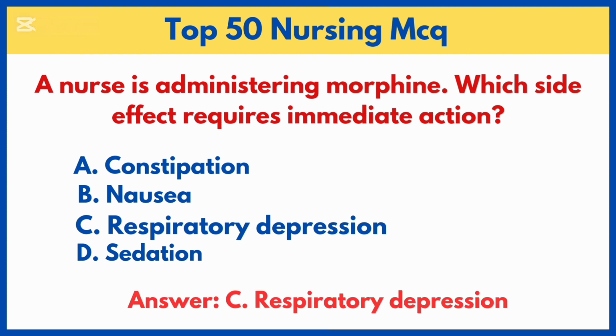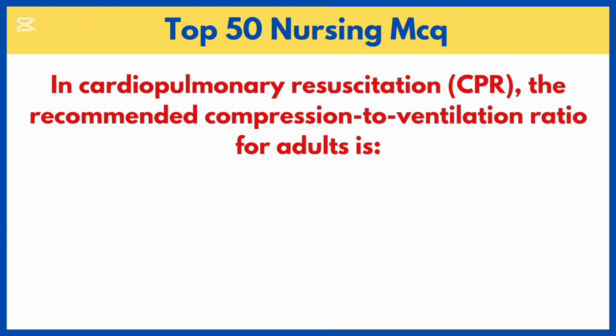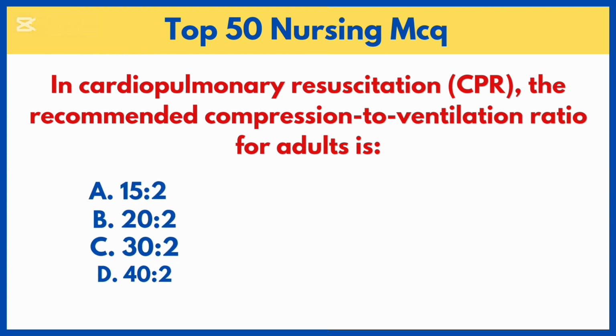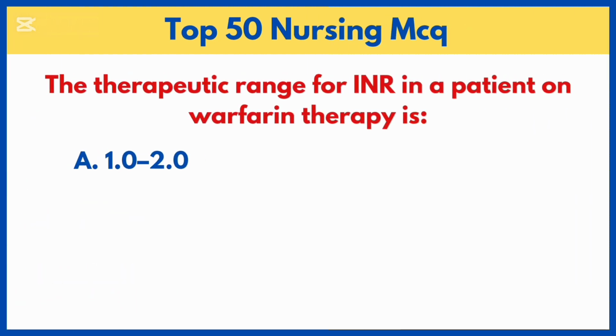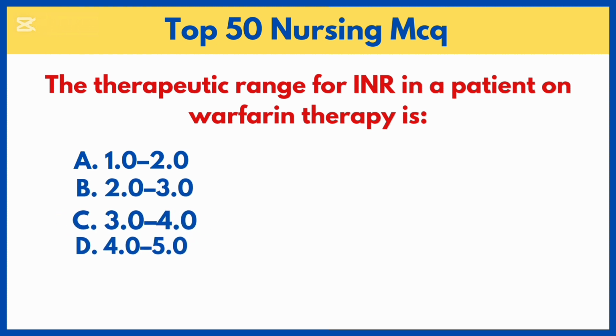Respiratory depression. In cardiopulmonary resuscitation, the recommended compression to ventilation ratio for adults is. Correct answer is option C. 30:2. The therapeutic range for INR in a patient on warfarin therapy is. Correct answer is option B. 2 to 3.